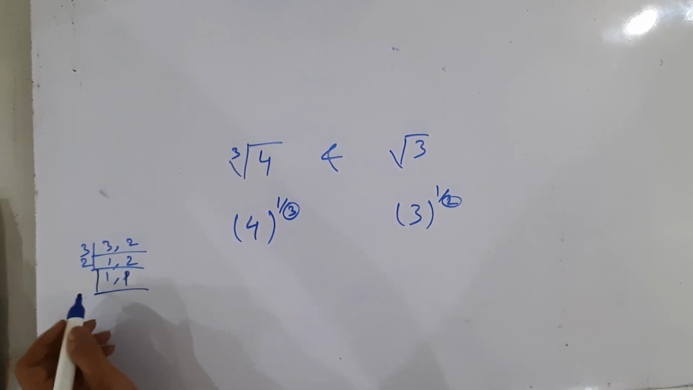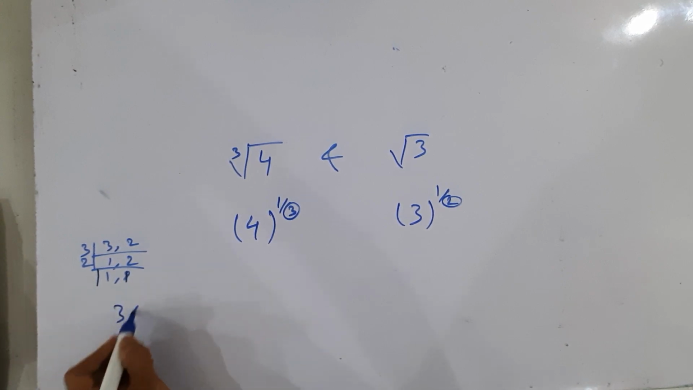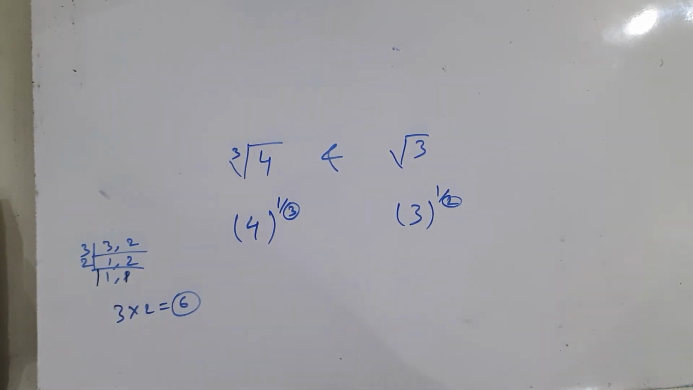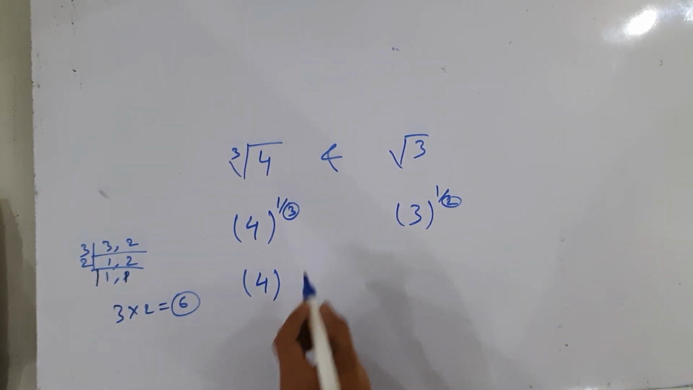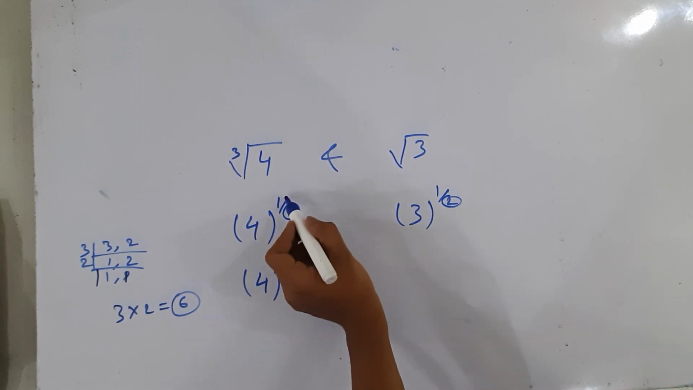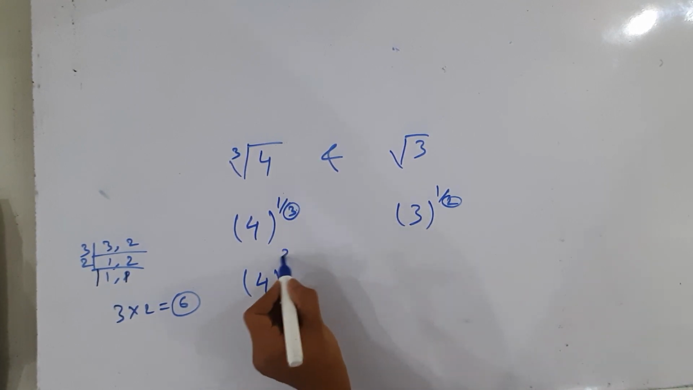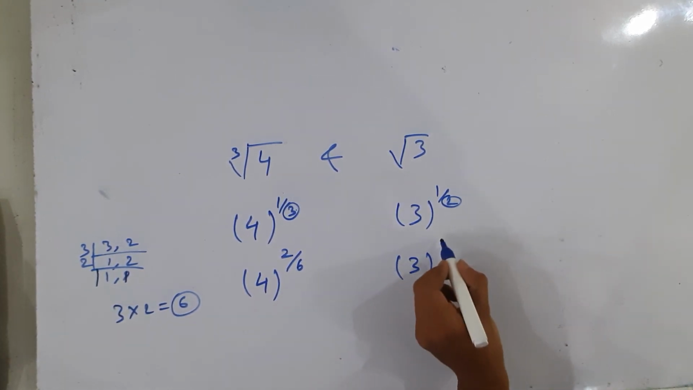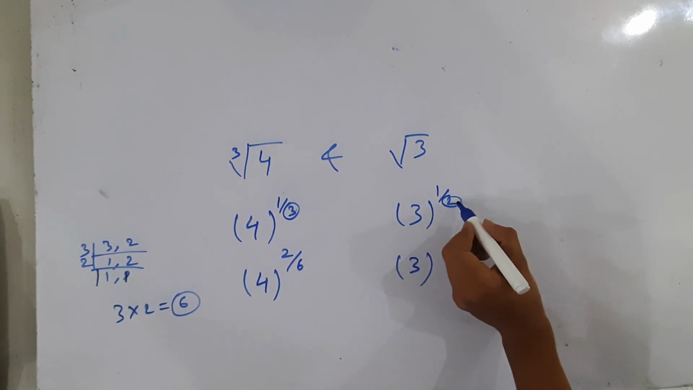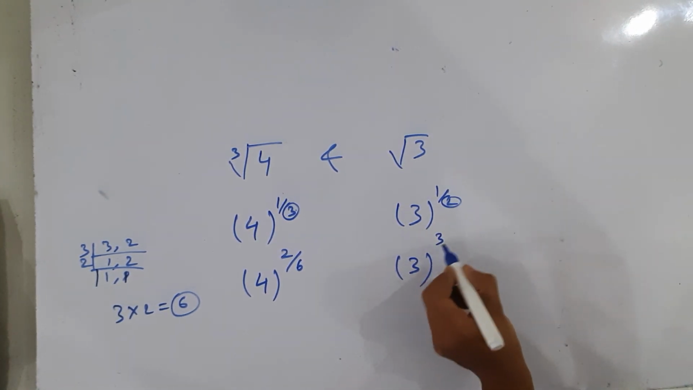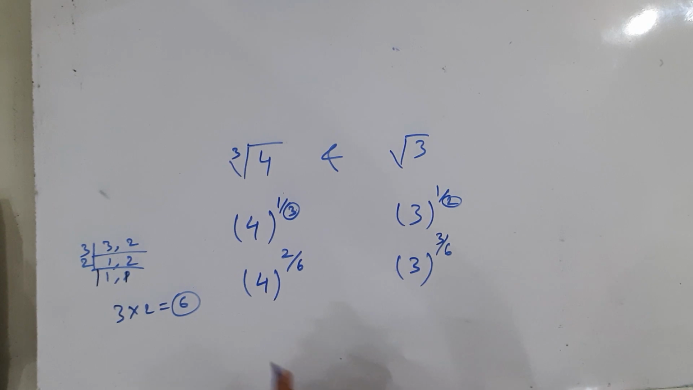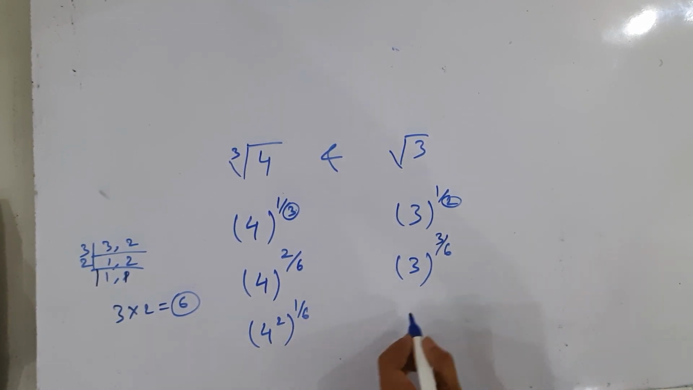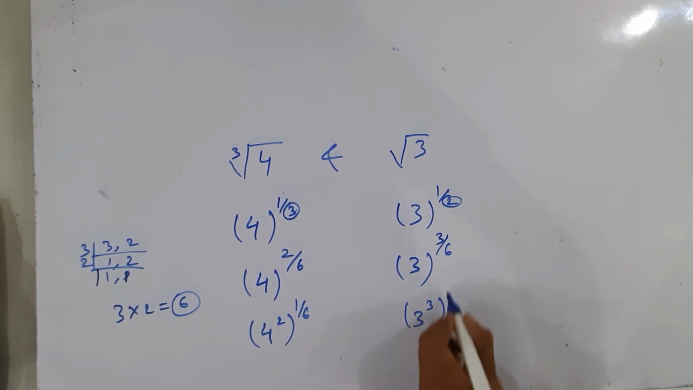So you can see here it comes 3 to the 6. So we have to equate the denominator. To equate the denominator, we have to multiply with 2 here. So we have to multiply 2 with both numerator and denominator. So it will be 2 upon 6. Here also, to get 6, we have to multiply 3 with both. So we'll get 3 upon 6. Now we can express it like 4 to the power 2 whole power 1 upon 6, and here 3 to the power 3 whole power 1 upon 6.